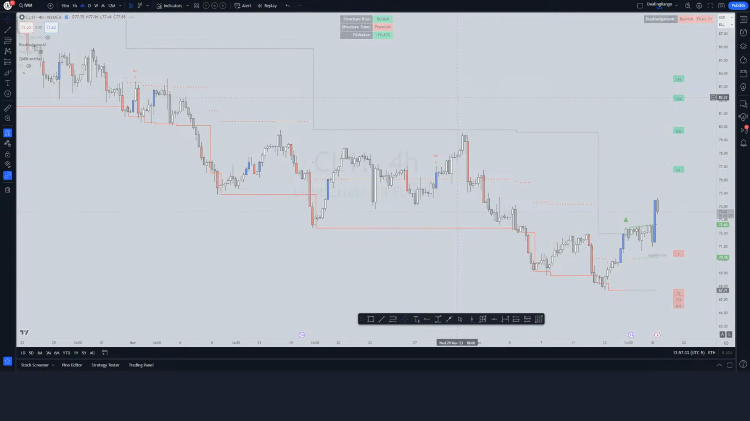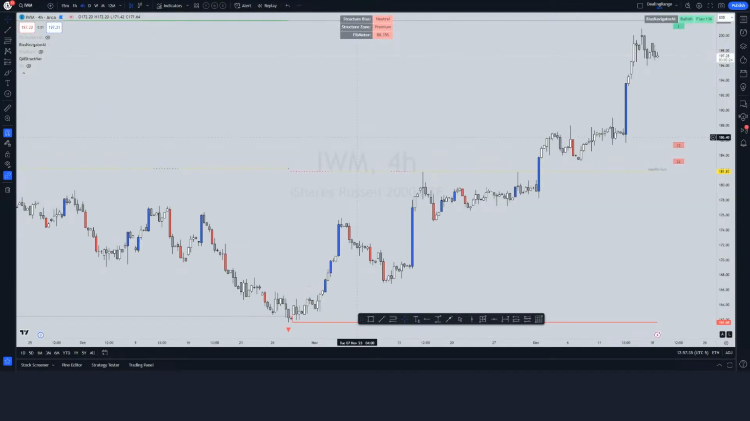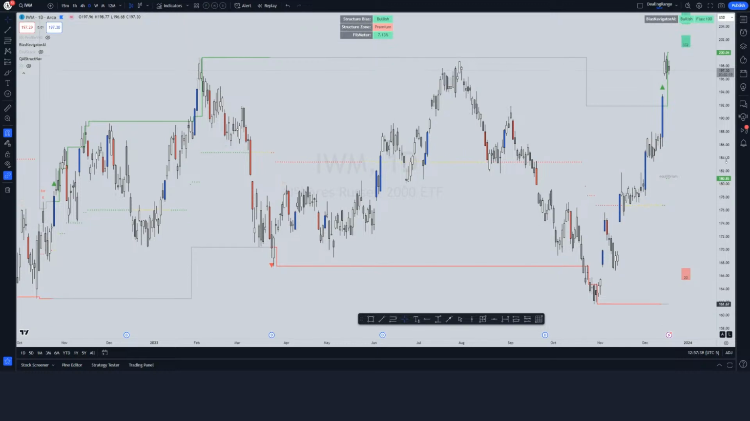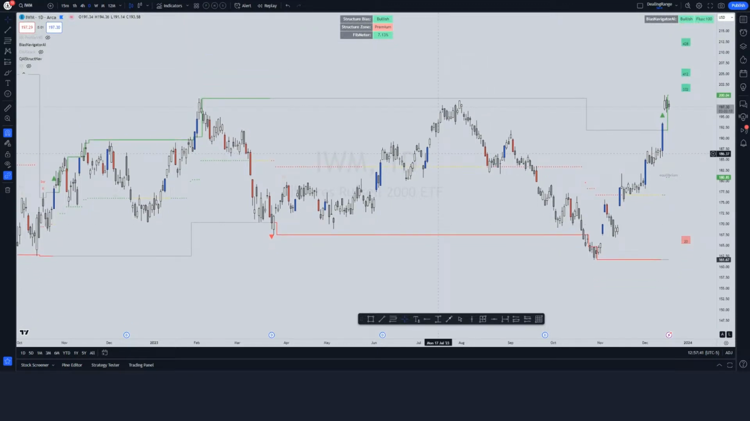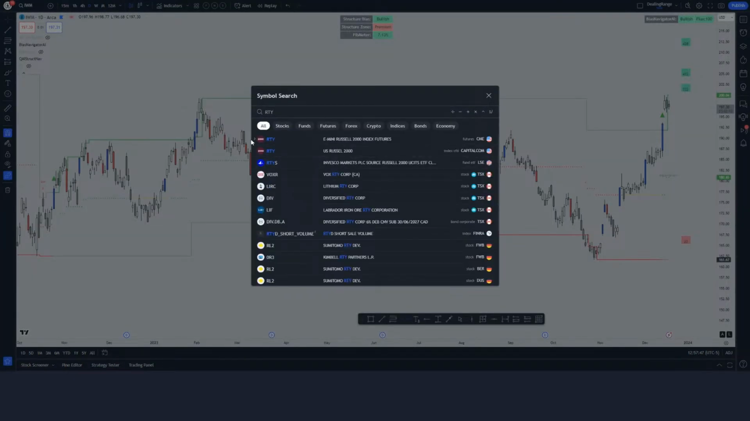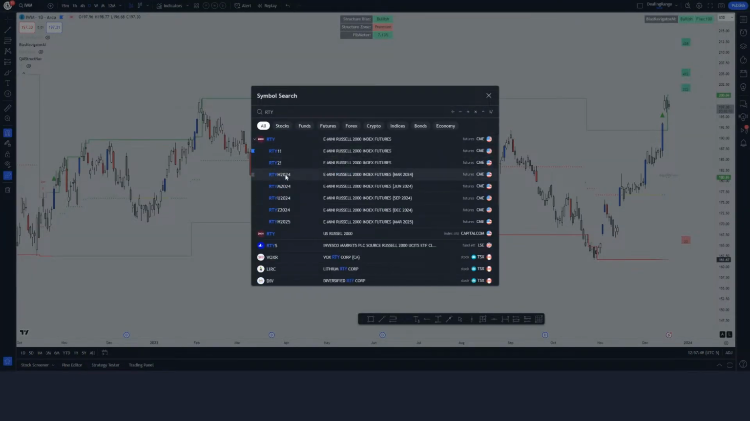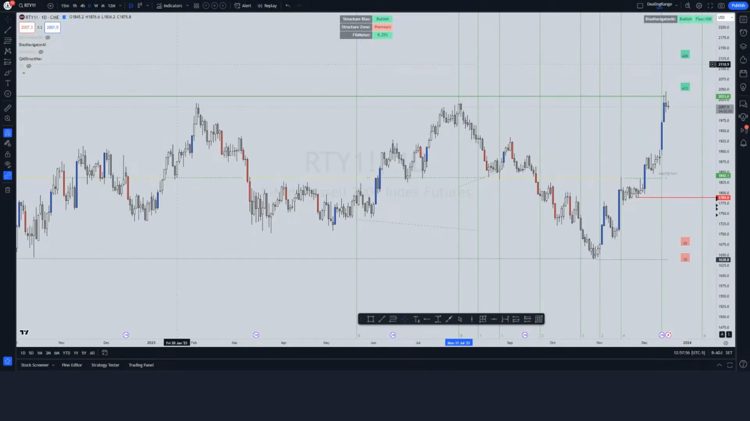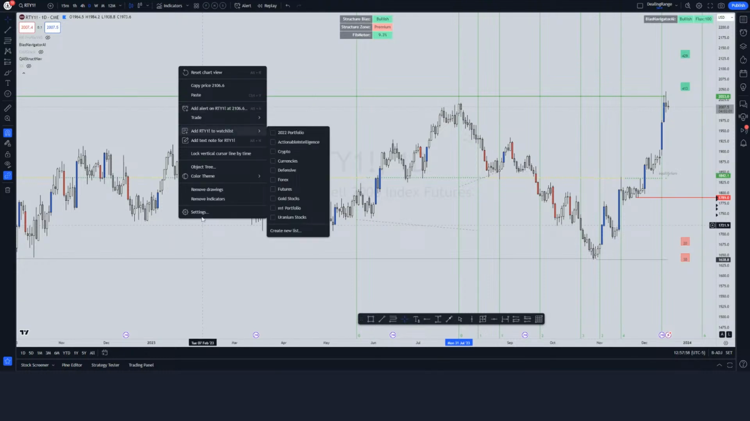So another example, where this is in hindsight. But I've been paying attention to this chart for quite some time. So this is IWM. So let's go to the futures contract. So if we go to RTY, let's go to the continuous one so we can see more price levels here. Remove drawings.